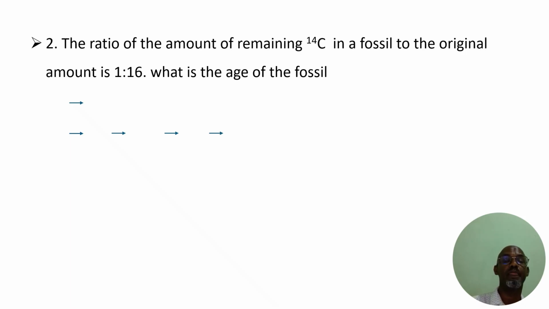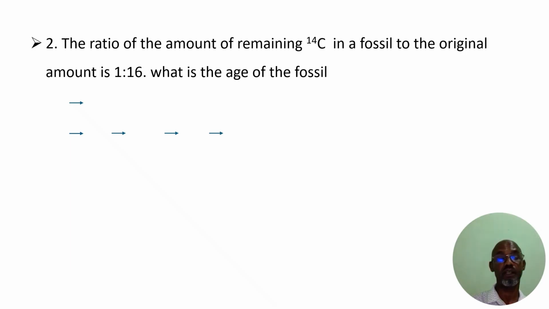Question number 2. The ratio of the amount of remaining carbon-14 in a fossil to the original amount is 1 to 16. You see the ratio. The ratio of carbon-14 in a fossil to the amount of carbon-14 in the original sample, that means the living sample, is 1 to 16. What is the age of the fossil?